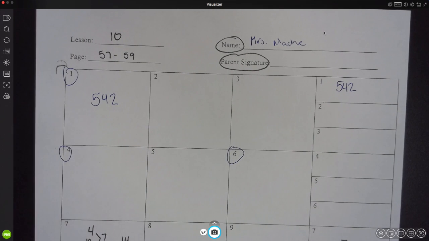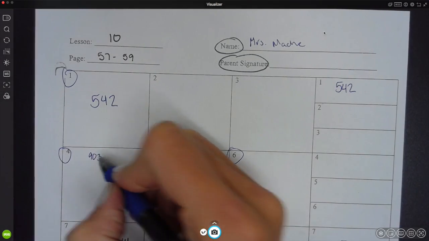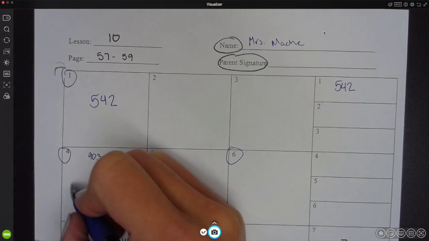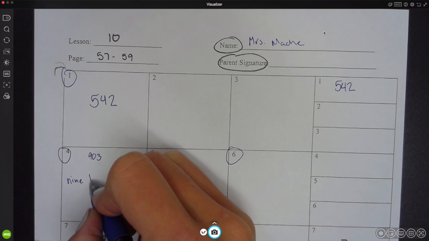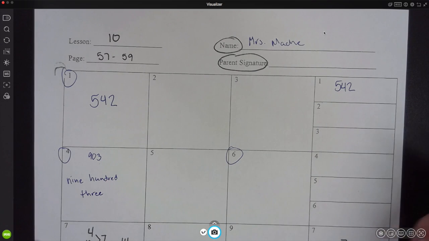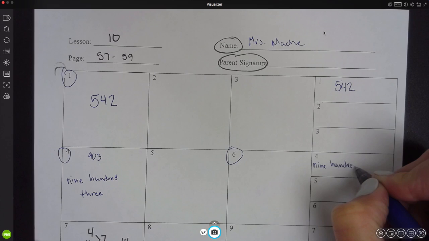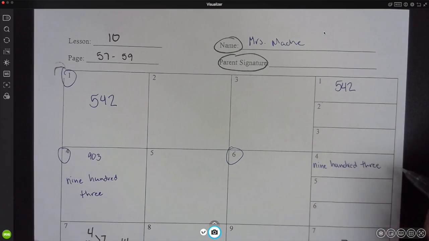On to number 4. Number 4 says use words to write each number. The number we have to write is 903. So with words that would look like this. 903. Write the same thing in both places.